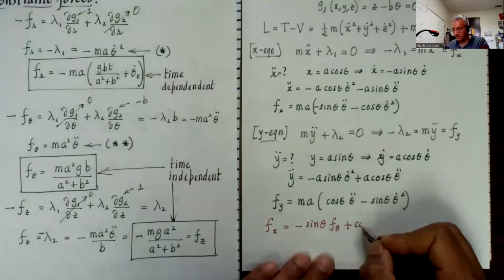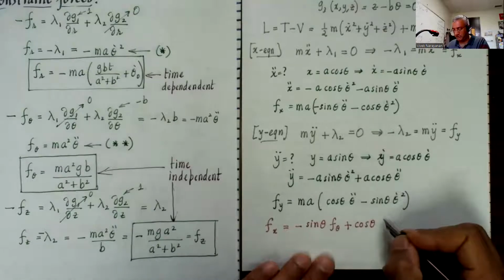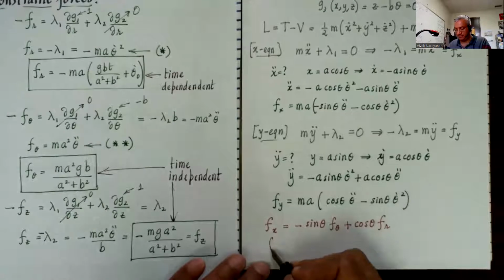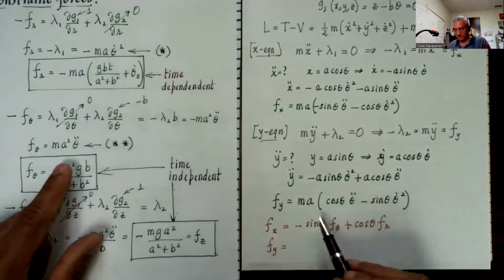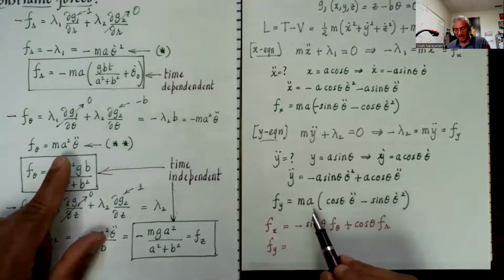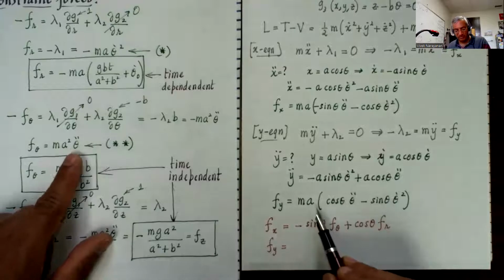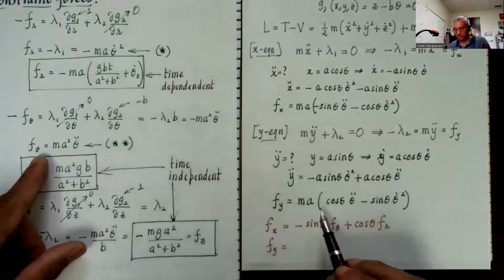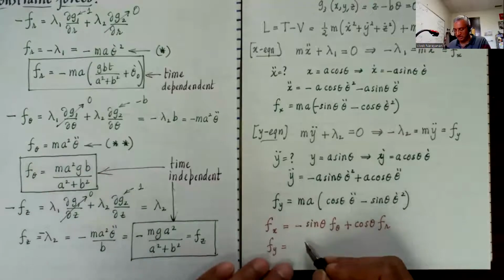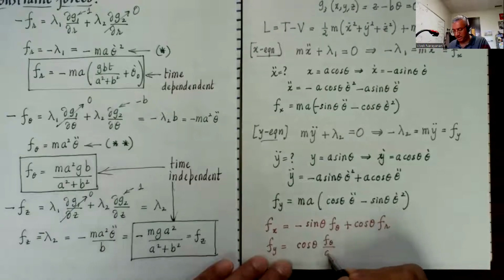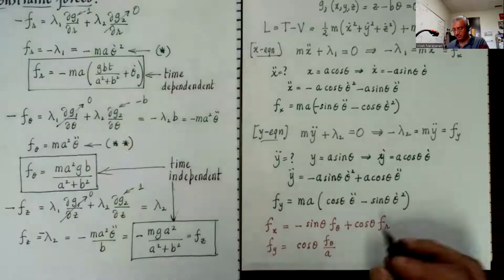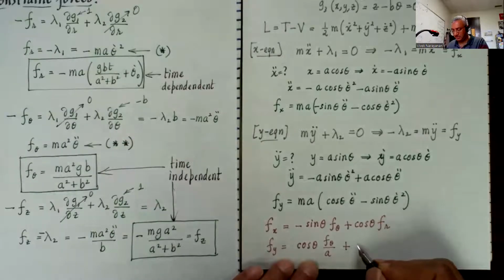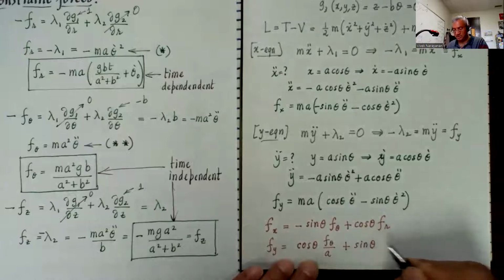So plus cosine theta Fr. And then Fy, this one, I have MA squared theta double dot. I don't have an A squared, so I'm going to divide both sides by A. Okay, so this gives me cosine theta F theta divided by A. And then theta dot squared with a negative sign is a plus sine theta Fr.